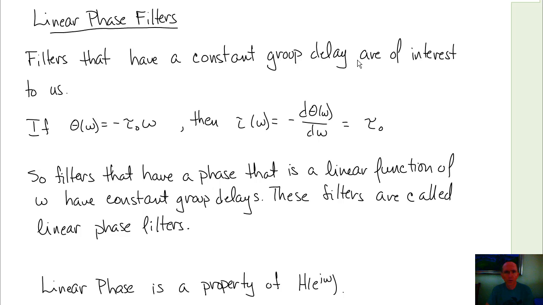Today we're going to talk about linear phase filters. As I had mentioned in the last video, some filters have the property that they will delay all the cosines passing through them by the same amount. And this is useful in a lot of cases. Those filters we call linear phase filters, because the group delay is going to be constant.